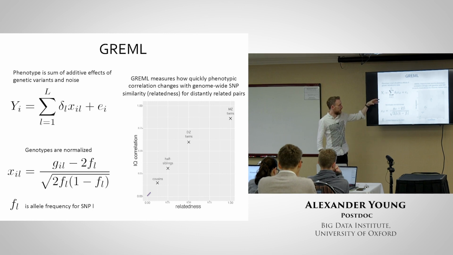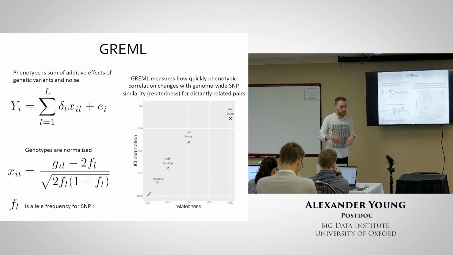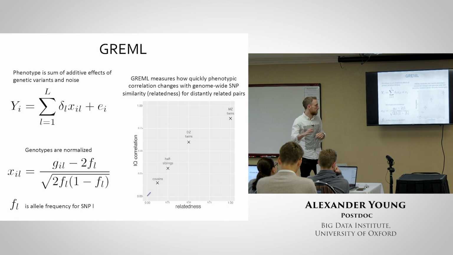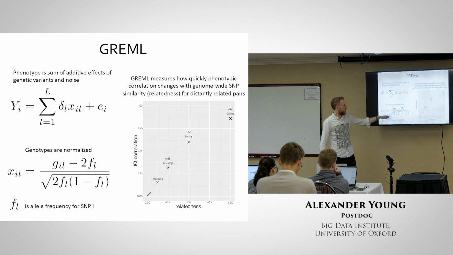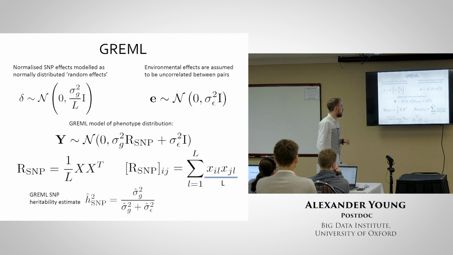So you model an individual's phenotype as the sum of these genetic effects, like additive genetic effects. And you use normalized genotypes, which has some important consequences we were discussing a bit yesterday. And then you assume some sort of environmental noise on top of that. So it's basically like regression on a big set of genetic variants genome-wide. And to do that, you have to make some assumptions.